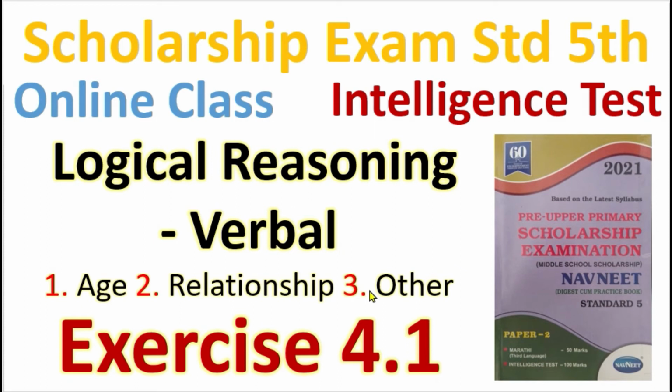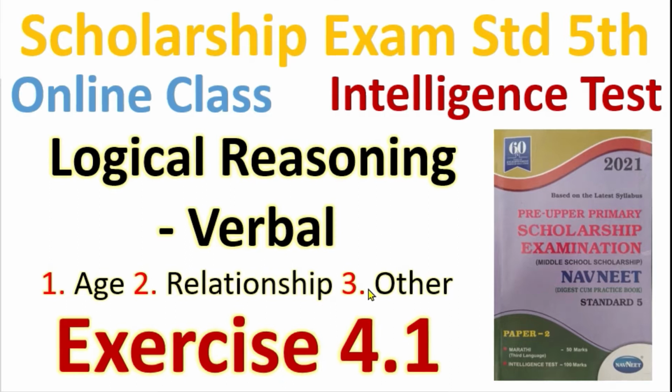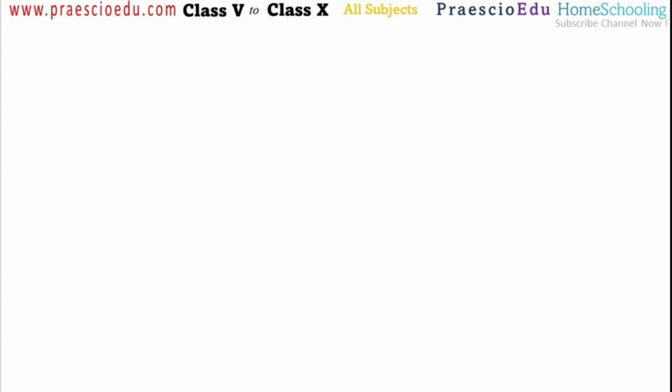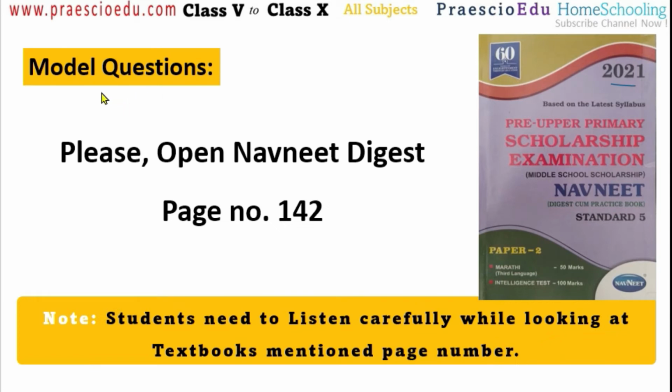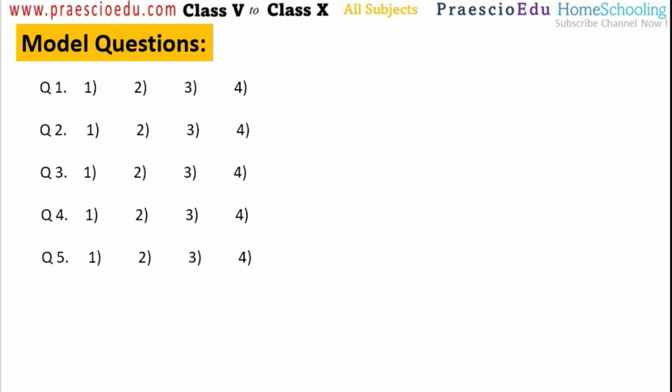This is a scholarship exam standard 5th online class, subject intelligence test, and the topic is logical reasoning verbal. In this one we are going to see the exercise 4.1. Before that, there are some model questions on page number 142 that we are going to see. This is an exercise for age. So here is question number 1 in the model questions, page number 142.